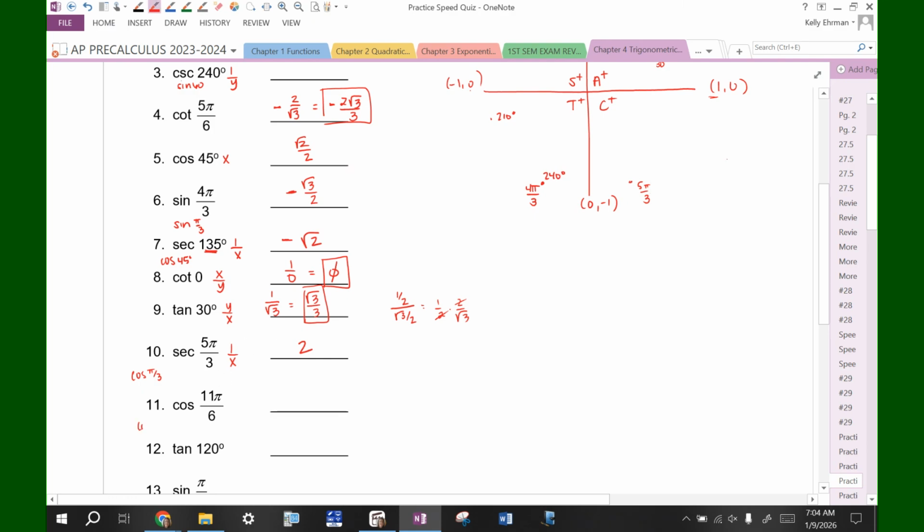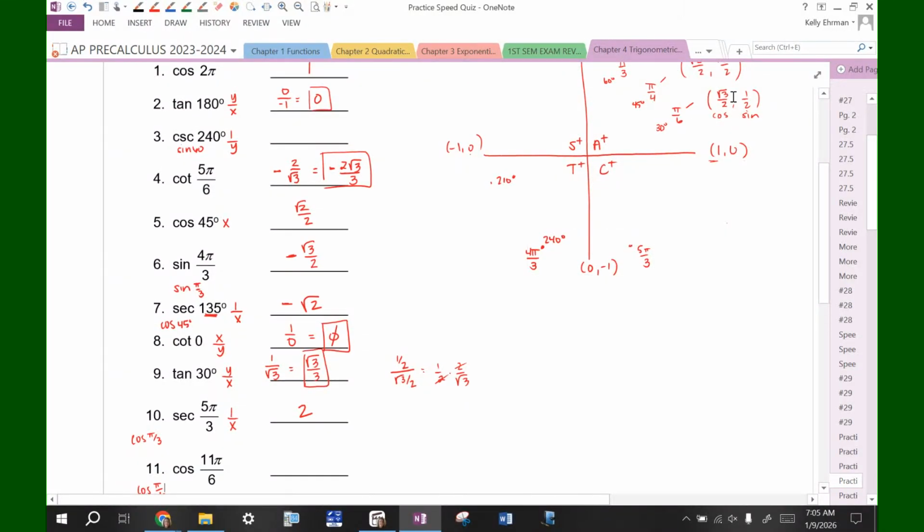Cosine of 11 pi over 6. So figure out cosine of pi over 6 first. Cosine of pi over 6 is the x-coordinate. It's radical 3 over 2. And 11 pi over 6 is over here in quadrant 4 again, where cosine's positive.